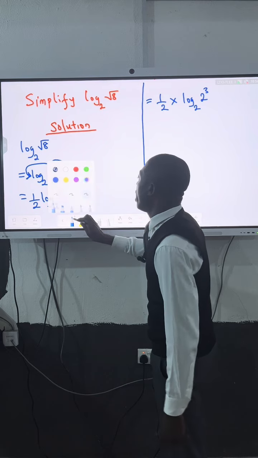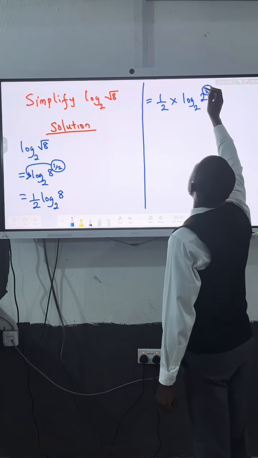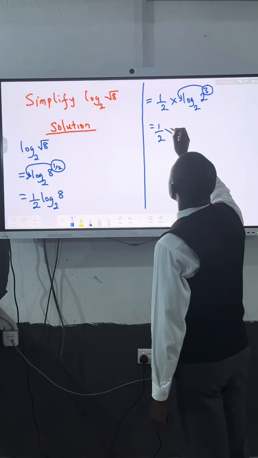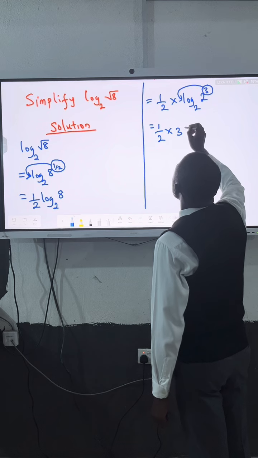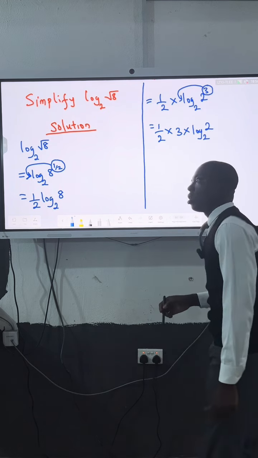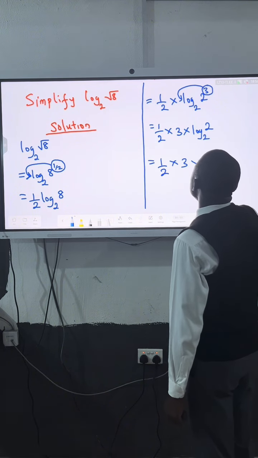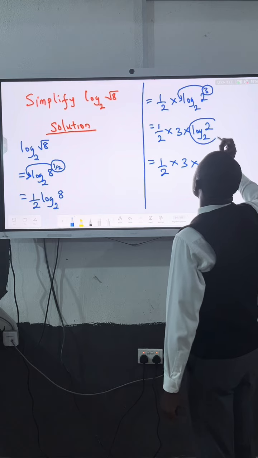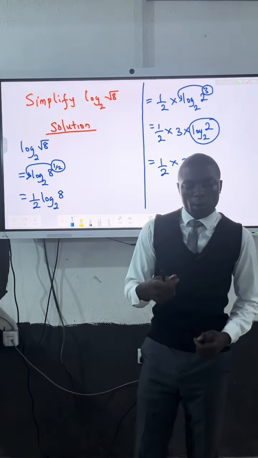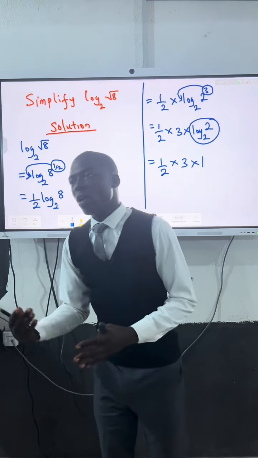Now, see what will happen next. What should happen again to this one? This 3 will go again to the back. So we're going to have 1 over 2 multiplied by 3 times log 2 to the base of 2. Now, this will give us 1 over 2 multiplied by 3 times any log to its own base, which is 1. Log 5 to base 5 is 1. Log 7 to base 7 is 1. Log 10 to base 10 is 1.